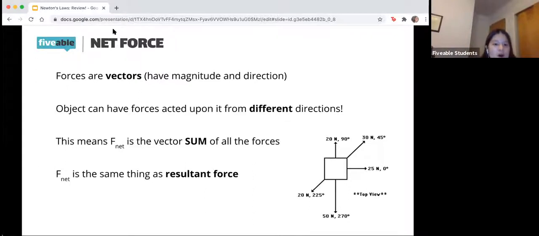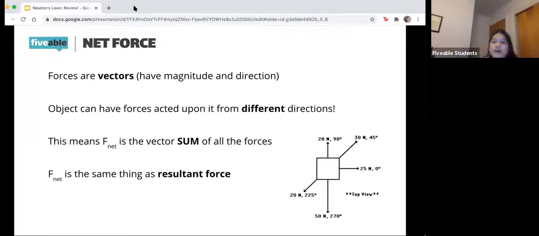So again, forces are vectors. When we do the free body diagrams, they're arrows, so they have a magnitude and they definitely have a direction. Let me see if there's anything else I want to mention. Oh yes. Objects can have forces acting on them from different directions, so it's not always horizontal and vertical. Sometimes you can have a diagonal, like 45 degrees. This means net force is the vector sum of all the forces.